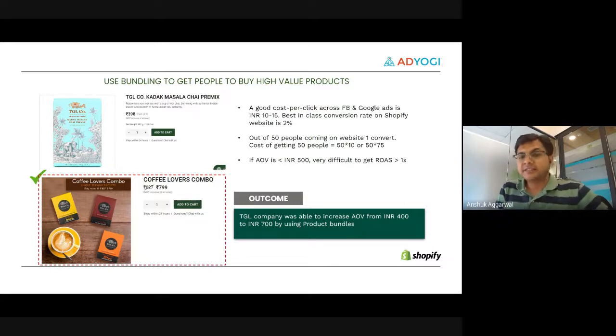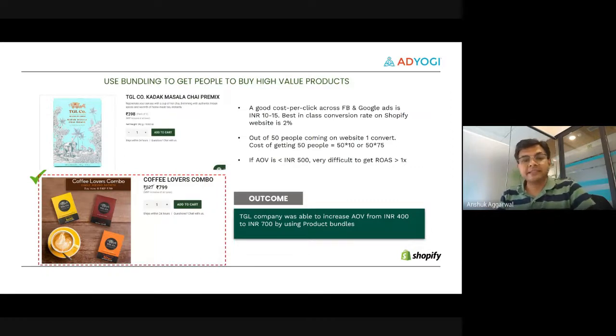You can see the math which I've put on the slide also. Now, cost of getting 50 people on the website, very simply 50 multiplied by 10 or 50 multiplied by 15. So it comes to around 500 to 750 rupees. And this is the range of acquisition cost we see across a lot of brands. Honestly, 500 is very, very aggressive. We usually don't even see 500. We usually see 600, 800, 900.